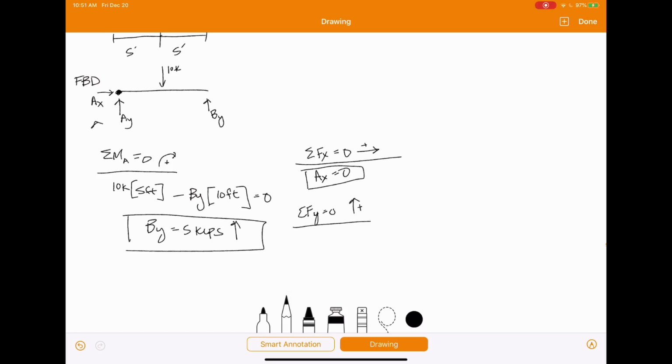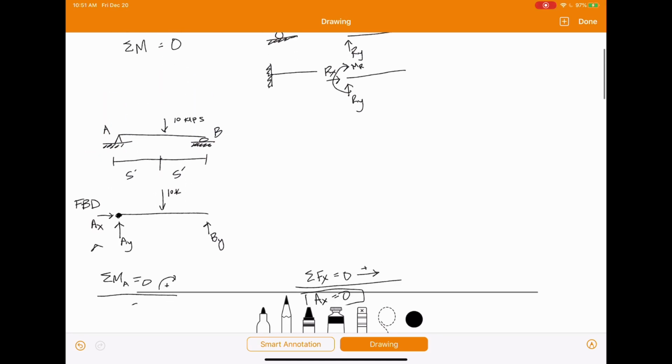And so just going left to right, we've got AY positive minus 10 kips plus BY equals 0. So AY minus 10 kips plus 5 kips equals 0. So we solve for AY and we'll get that it equals 5 kips. And again, that's positive, so the direction we assumed right here is correct. So that'll be 5 kips going up. All right. So that would be for a simply supported beam.